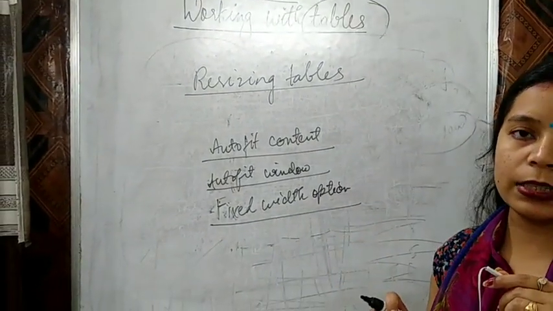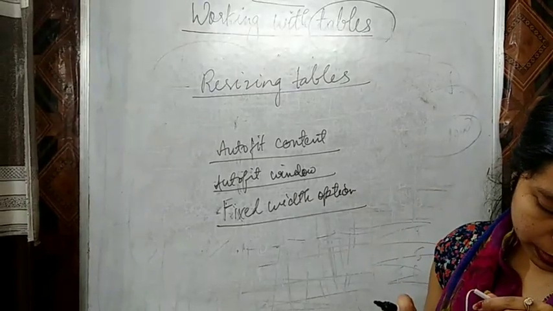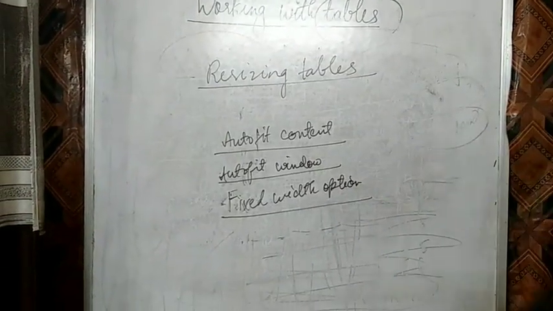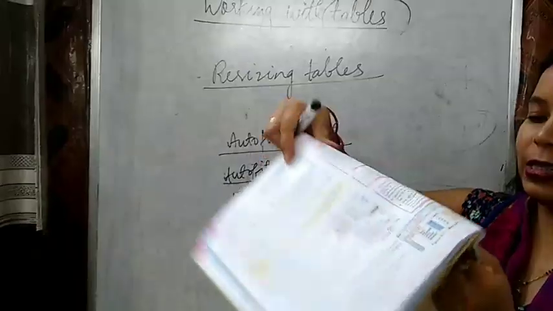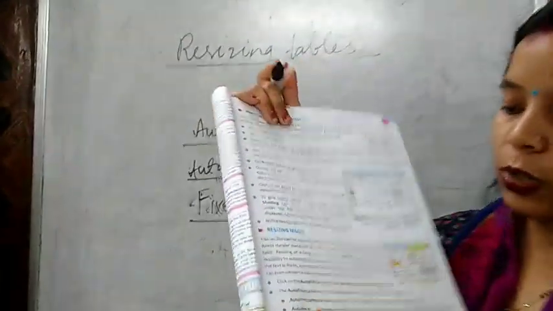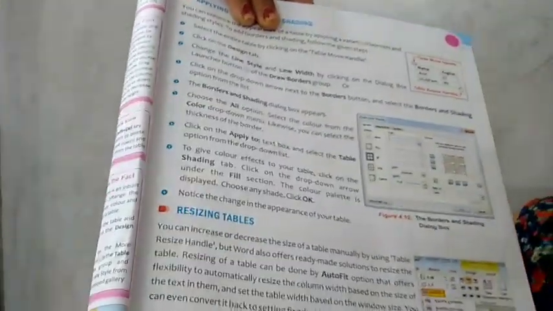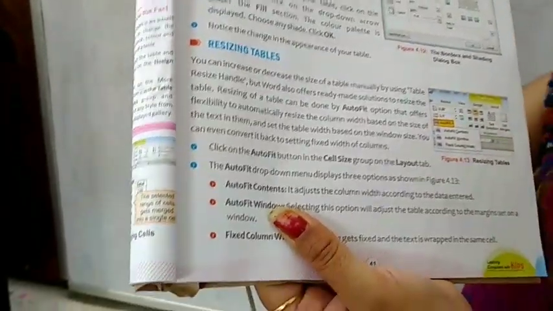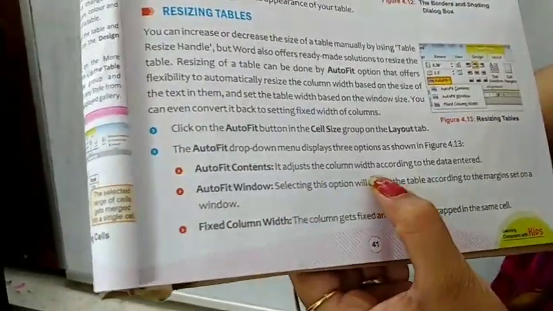If you want to resize or change the size of the table, three options are given in your book. You can see these three options. One is auto fit content option. Now what is this auto fit content option? It adjusts the column width according to the data entered.